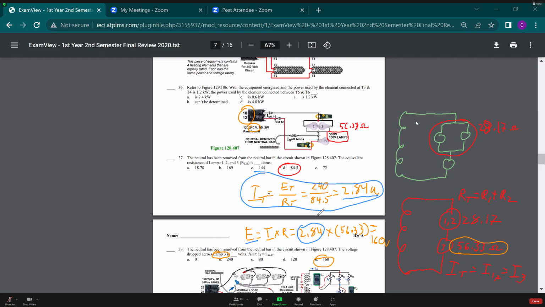Wouldn't you subtract 160 from 240 to find the voltage drop? So voltage dropped is voltage applied to that lamp. I don't like the way that they say voltage dropped.